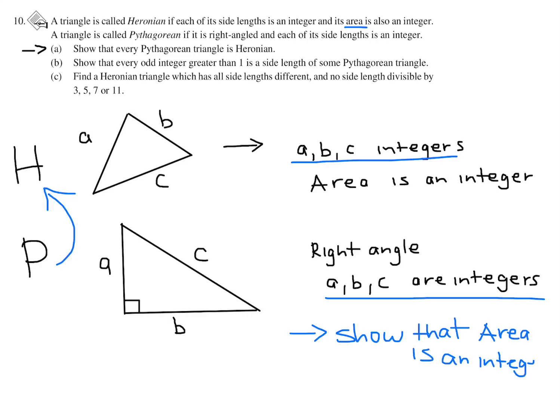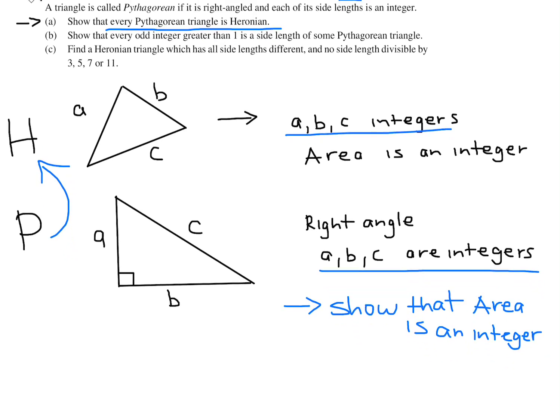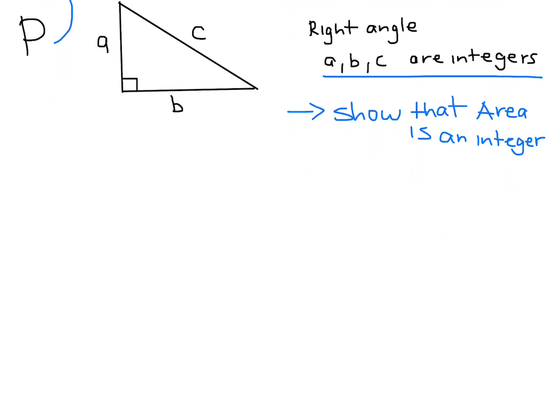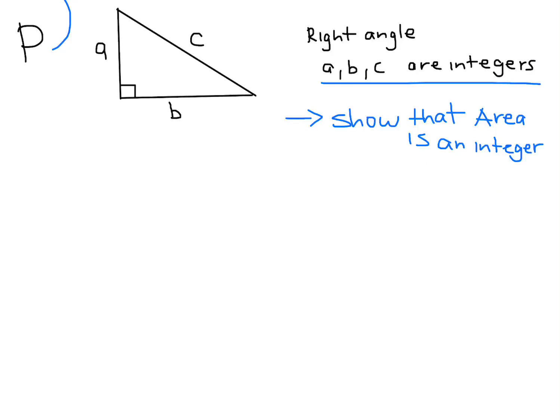If we can do that, then we will be able to show that the Pythagorean triangle is Heronian. And in our case, every Pythagorean triangle is Heronian. Correct? All right, so let's move forward with that. We've got to show that this Pythagorean triangle has an area that is an integer.